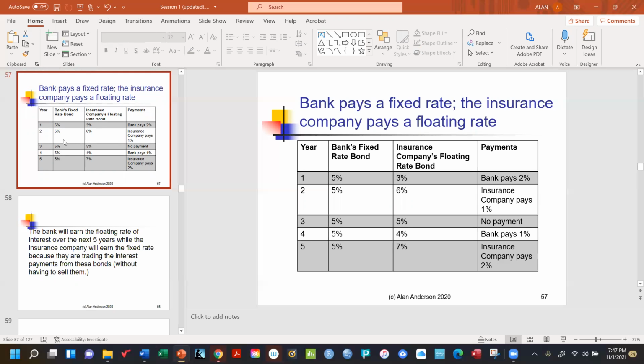Okay, so now why would they do this? Well, the bank is of the opinion that rates will head up in the future. Therefore, if they're right, they'll get more back from the insurance company than they pay to the insurance company. The insurance company may have the opposite outlook. They may think that rates are heading down and they'll be able to trade lower and lower payments to the bank in exchange for 5%.